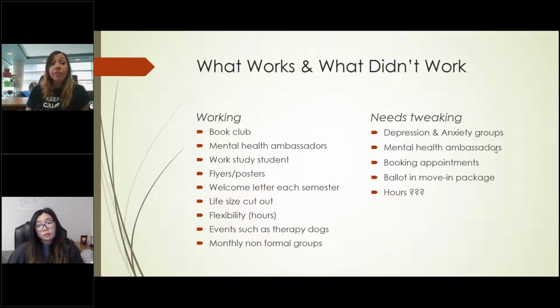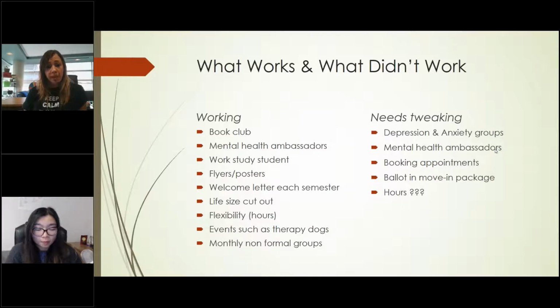What is working and what is not working is mental health ambassadors. So I pulled together a team of students who really could be leaders in mental health. The role was really about promoting mental health well-being through their social media platforms, as well as supporting me through some of the events, so their peers could really be out at some of these events.